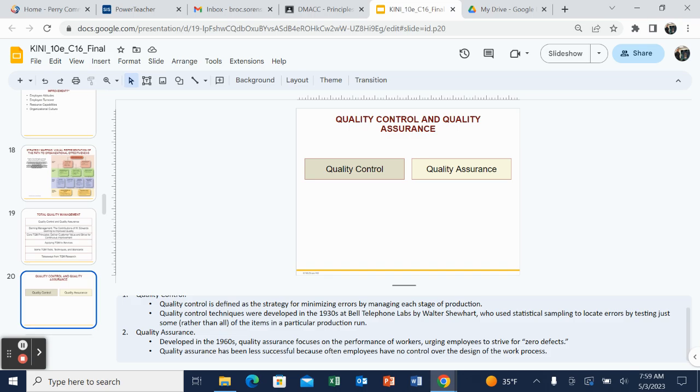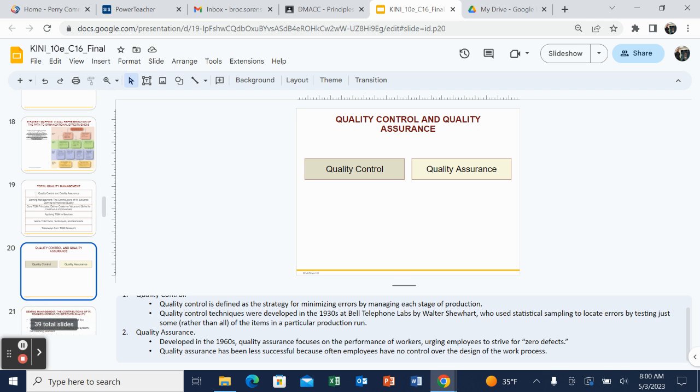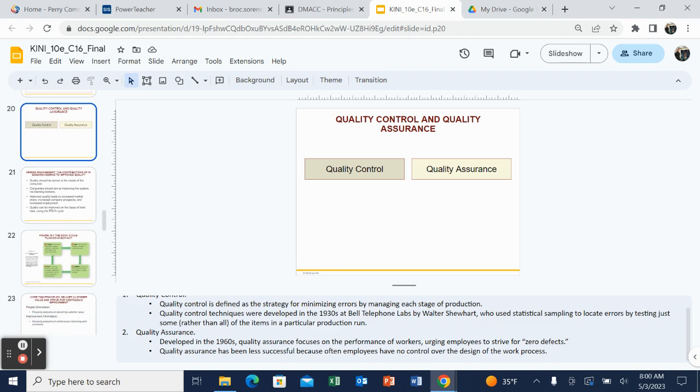So, quality assurance focuses on the performance of workers, urges employees to strive for zero defects within all of their products. So, quality assurance has been less successful because often employees have no control over the design and the work process. So, you want to strive for quality assurance, zero defects in all of your products, but understanding again that that can be really difficult to achieve just based on the costs that it would take to make sure that every single product that comes through is perfect, right? Zero defects.